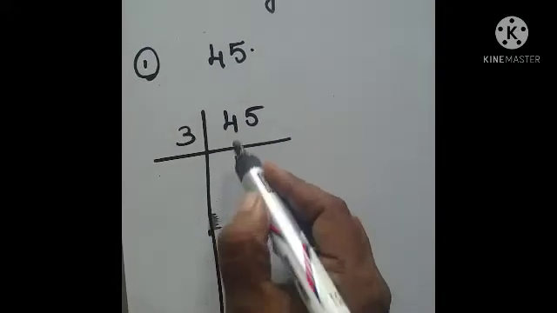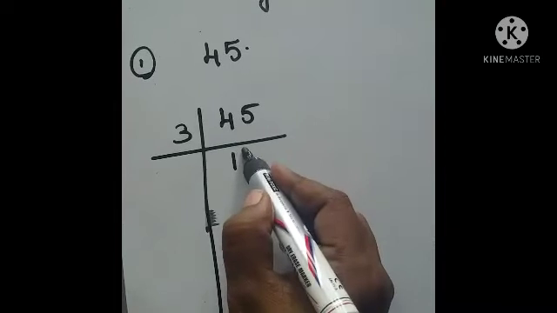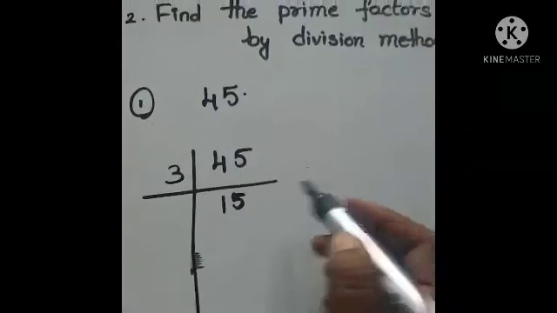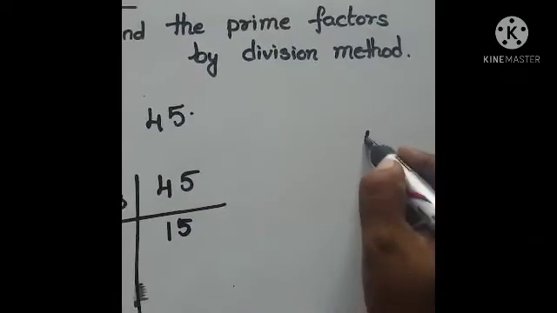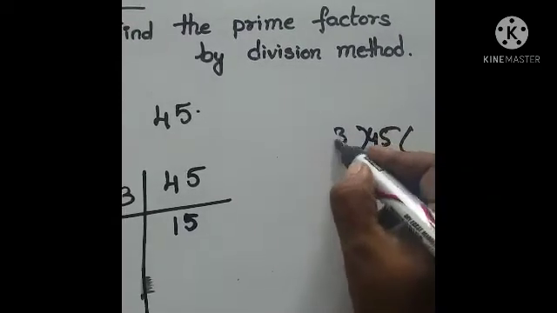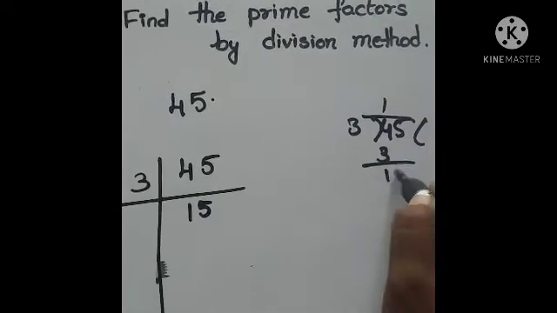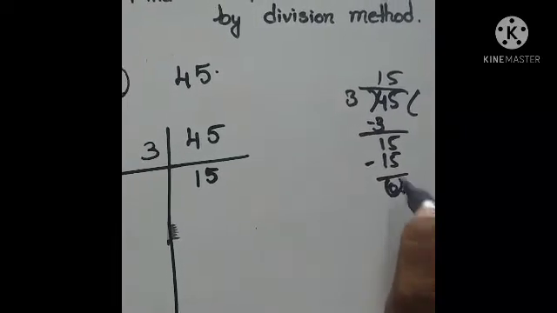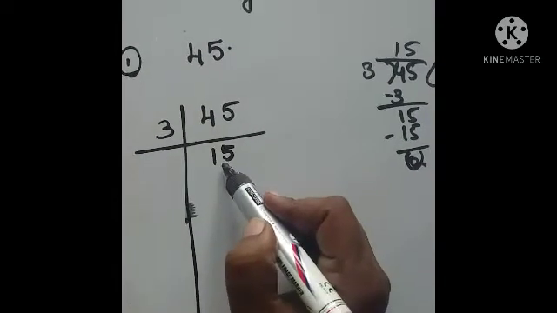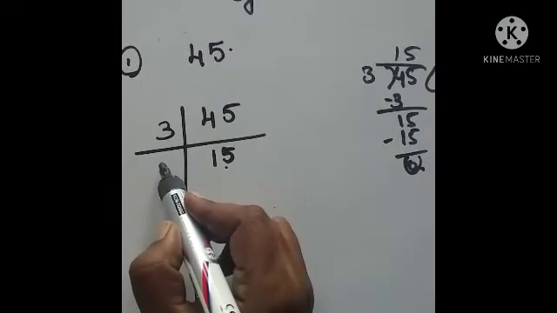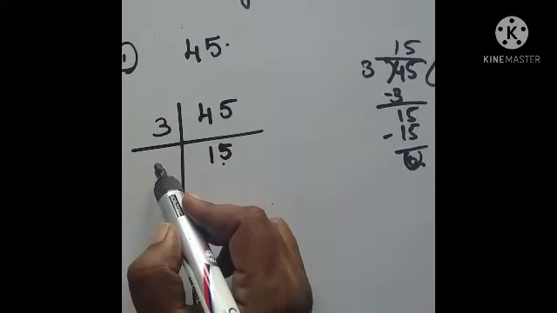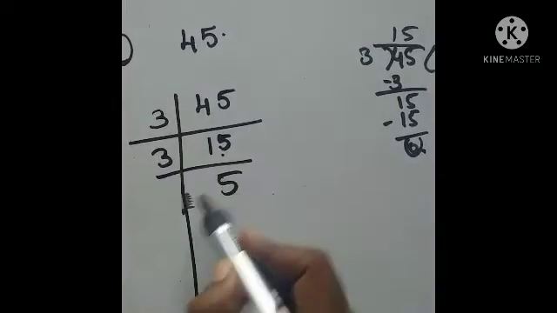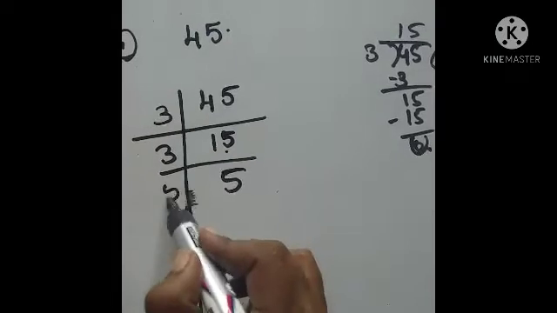3 1s are 3. Remaining leftover 1 is there. 3 5s are 15. If you want to check whether this is correct or not, do the division. 45 divided by 3. 3 1s are 3. 3 5s are 15. So here we have to get remainder 0, no? So here 15. Again in the 1's place is an odd number, so again we take the smallest prime number, 3. 3 5s are 15. 5 1s are 5.